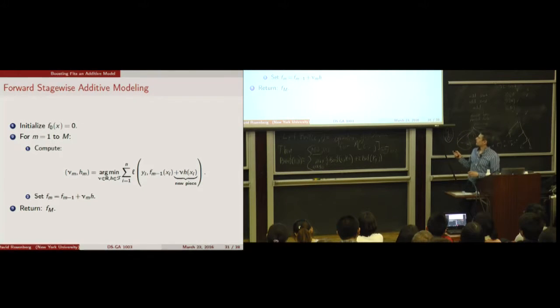Great. So that's right, we have our old function f, and we're going to add a new piece to it. And the new piece has two parts to it, the function part and the scale of the function part. And we're searching over all scales and all functions that minimize the total loss on all the data points. OK.